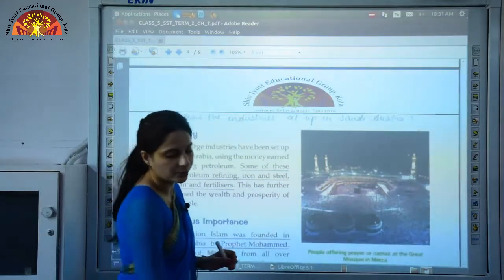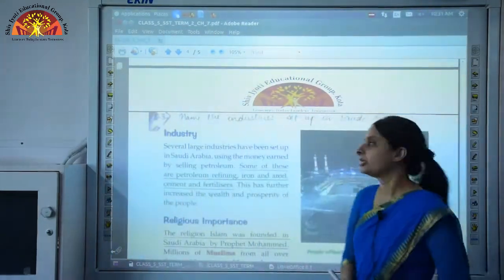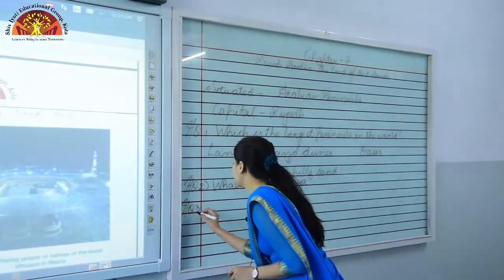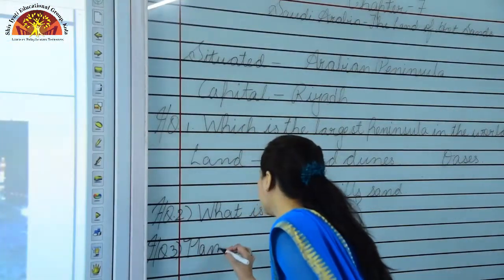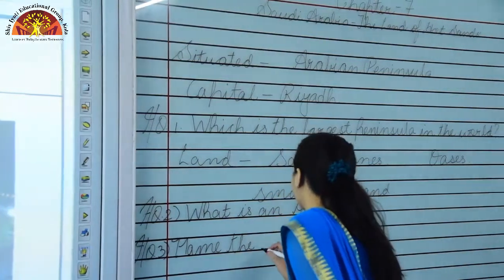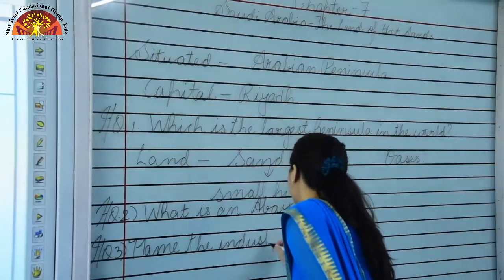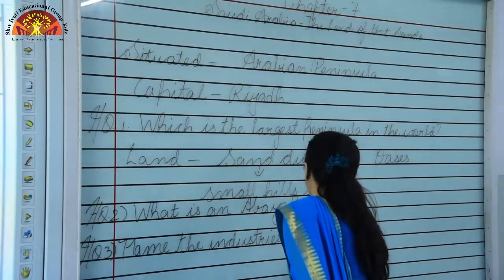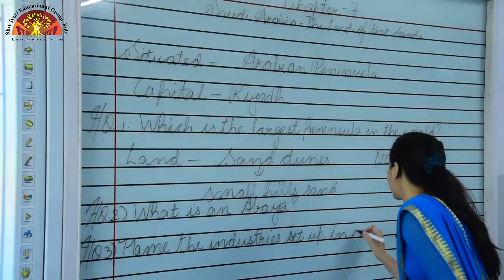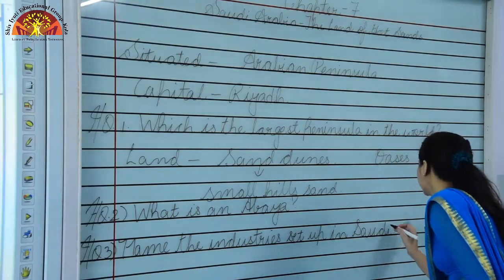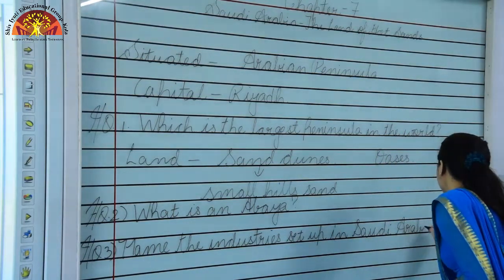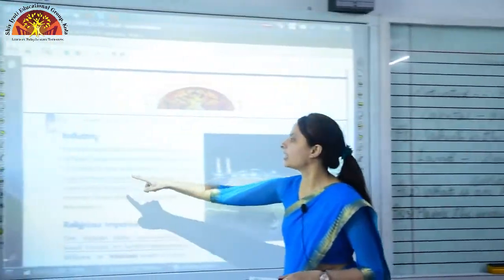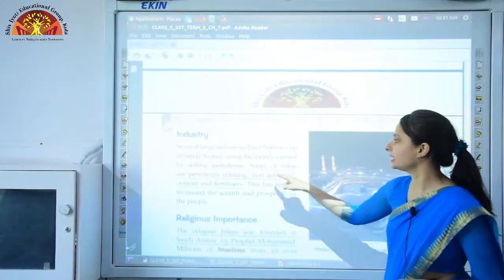Here you have internal question number 3. Name the industries set up in Saudi Arabia. Internal question number 3: name the industries set up in Saudi Arabia. You can mark the answer over here. Some of these are petroleum refining, iron and steel, cement and fertilizers.